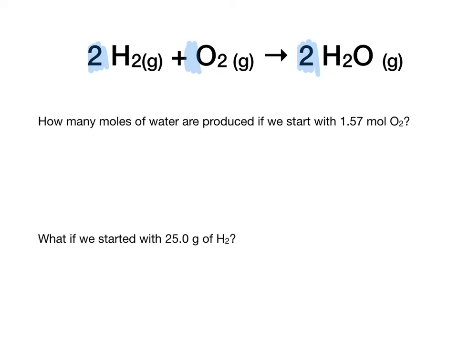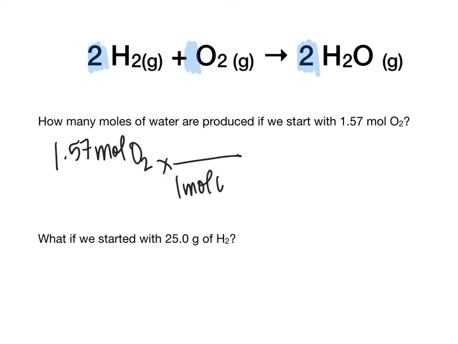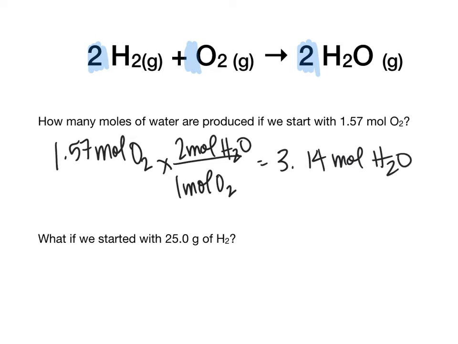So now we're going to start to use dimensional analysis, and we're going to say if we have 1.57 moles of O2, we want to convert that. For every 1 mole of O2, we get 2 moles of H2O. And when we plug this into our calculator, we get 3.14 moles of H2O. So in this case, we can convert moles to moles. Well, we've already talked about how to convert grams to moles or moles to grams.